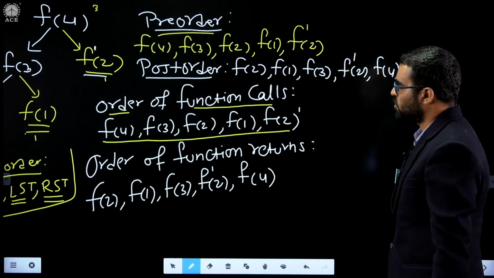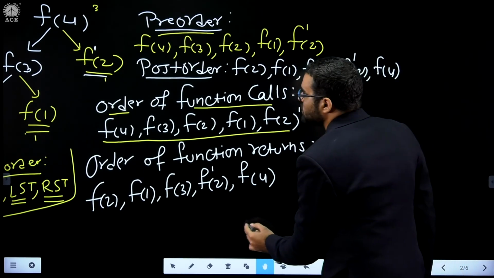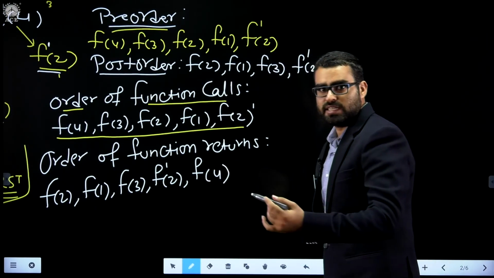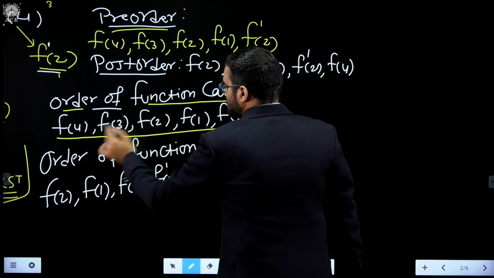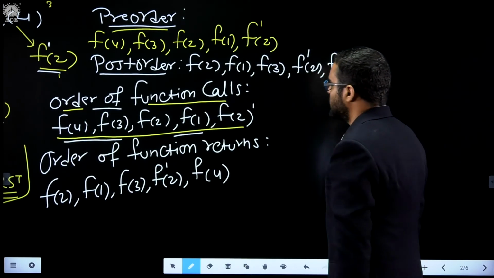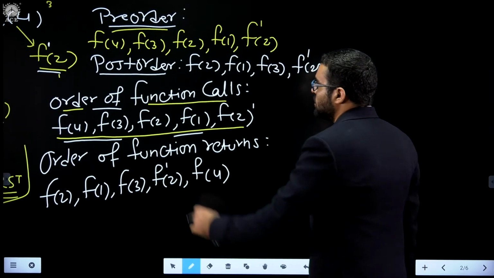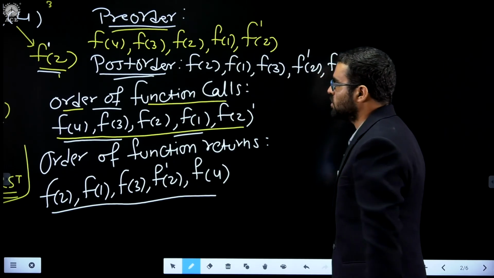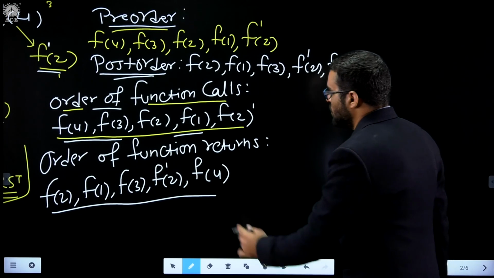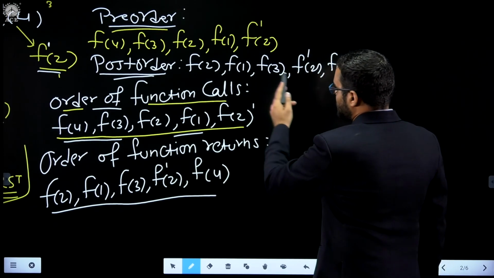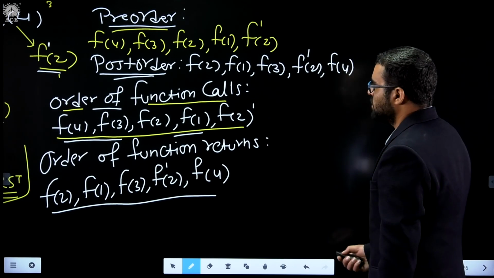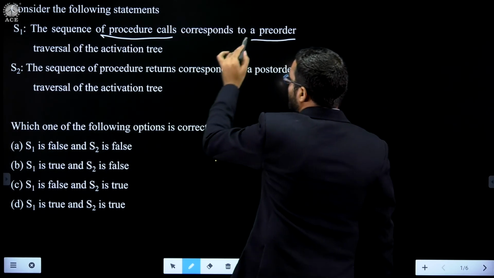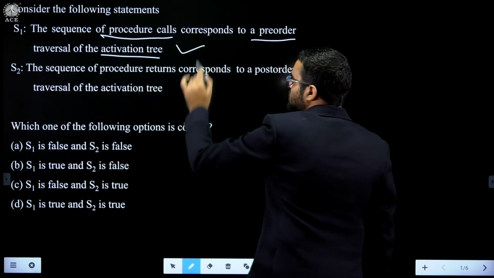Now you can notice here that the pre-order traversal is basically the same as the order of function calls. You can see the pre-order traversal is the same as the order of function calls, and the post order traversal is the same as the order of function returns. You can see post order traversal is the same as function returns. F2, you can see exactly the same. So we can say that here the sequence of procedure calls that corresponds to pre-order traversal of the activation tree, this is correct.